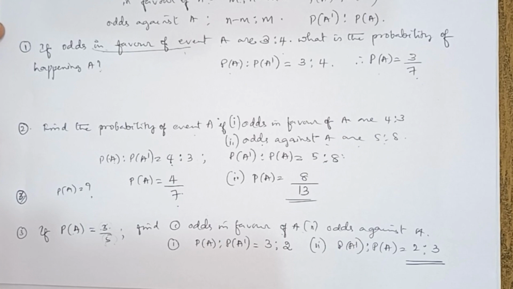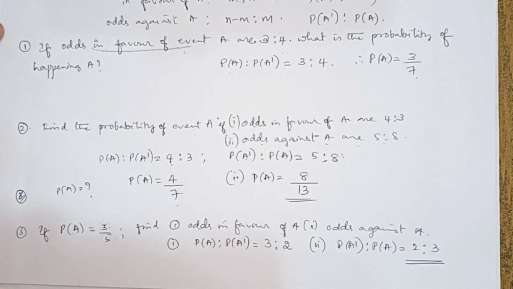This is how we find out odds against the event and odds in favor of the event.